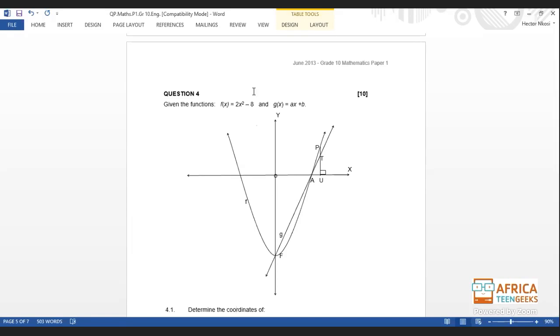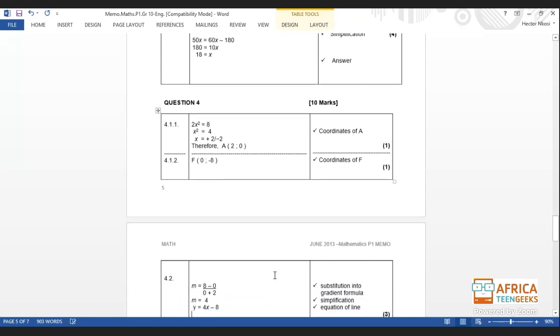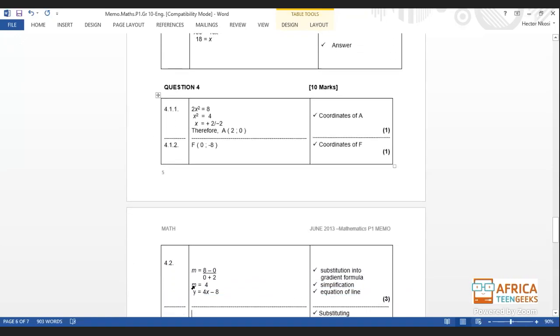So now, when you calculate the equation of g of x, when you go to your solution here, you must calculate your gradient first, right? Your gradient is change in y over change in x. So m is equal to (8 minus 0) over (0 plus 2). So your m is 4. Yes, because we've got the upward sloping, meaning the gradient must be positive. Therefore, the equation will be y is equal to 4x minus 8.